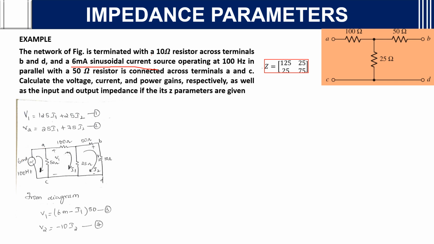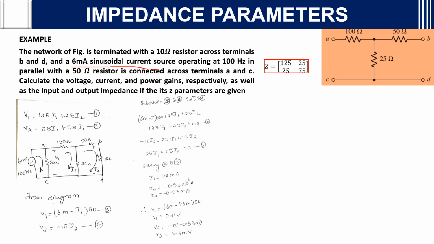From the diagram you can see what V1 is. The current flowing here is 6 milli and the current flowing here is I1, so they are in opposite directions. So it is 6 milli minus I1, into the resistance 50. So the voltage across 50 ohms is nothing but V1. Then how can we write V2? V2 is equal to minus 10 I2, that is, the 10 ohm resistance times the current I2, with the sign being minus. That's it.